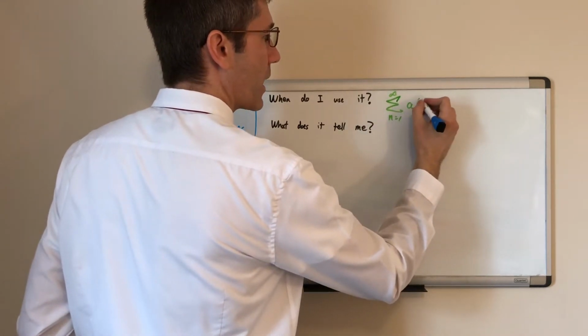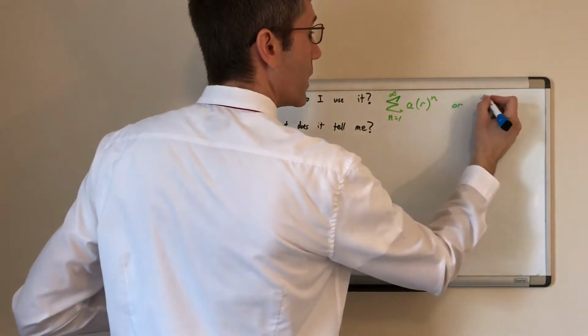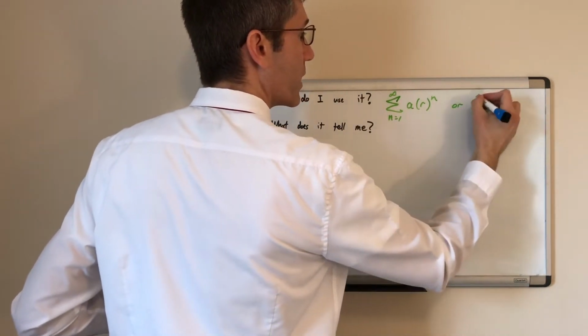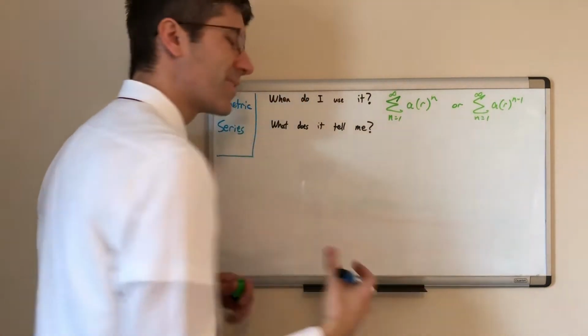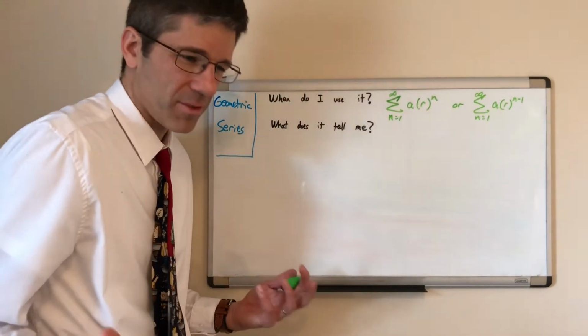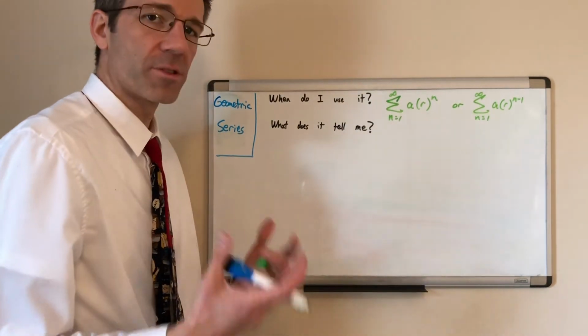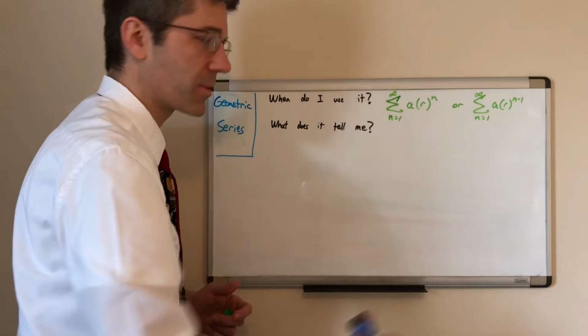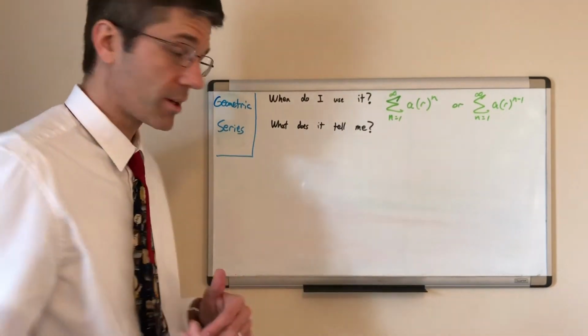And it's going to be a r to the n, or possibly it would go from 1 to infinity of a r to the n minus 1. And those are not the only 2 types of variations that you could have, but those are the 2 main ones. So basically we have some starting number and then we're multiplying by the same thing every time. What does it tell me? Well, a couple things here. It can tell me if it converges or diverges.